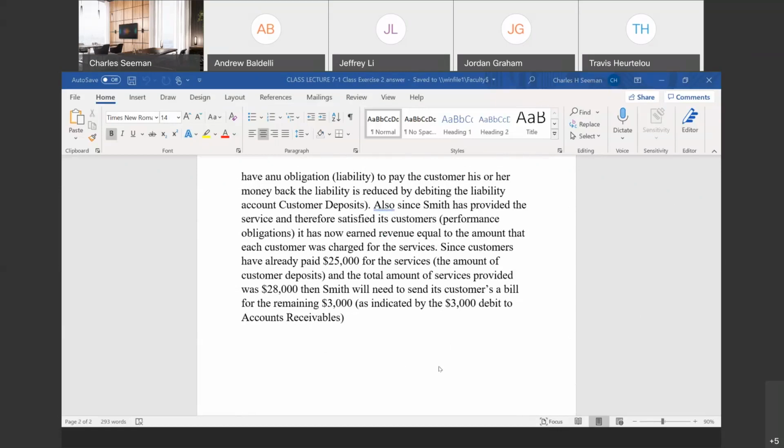The liability is reduced by debiting the liability account customer deposits. Also, since Smith has provided the service and therefore satisfied its customers' performance obligation, it has now earned revenue equal to the amounts that it billed each customer for the service. Since customers have already paid $25,000 for the services, the amount of customer deposits, and the total amount of services provided was $28,000, Smith will need to send its customers a bill for the $3,000 remaining.